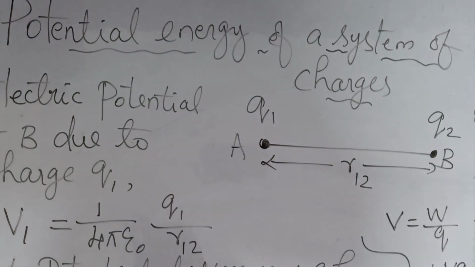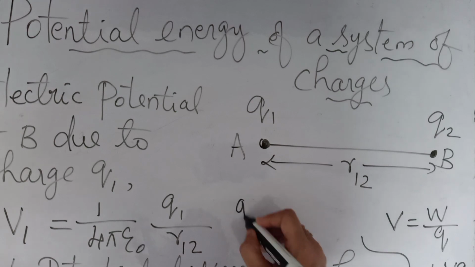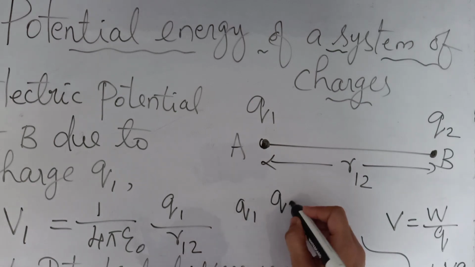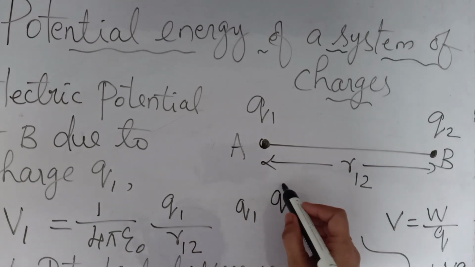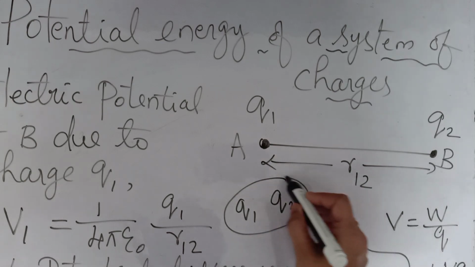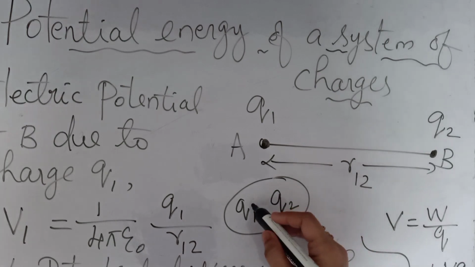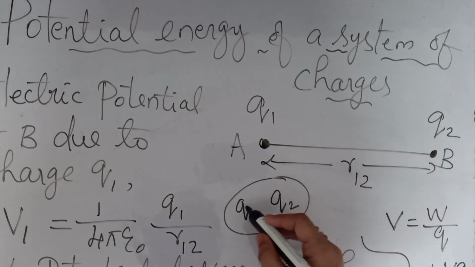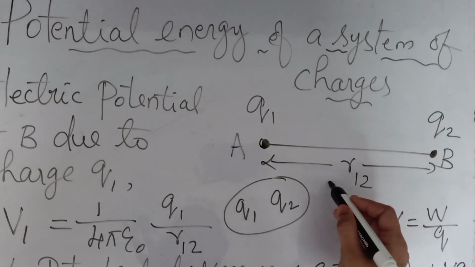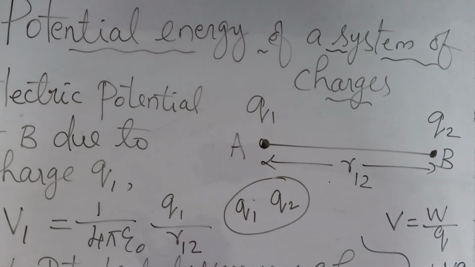Suppose we are having two charges Q1 and Q2. Now we have to calculate the potential energy. Suppose there are two charges Q1 and Q2. So here this is a system of charges, and we want to find the potential energy of this system of charges. Then what we can do? Potential energy is actually the work done. So the work done to bring these two charges from infinity to their present positions, that we have to find.